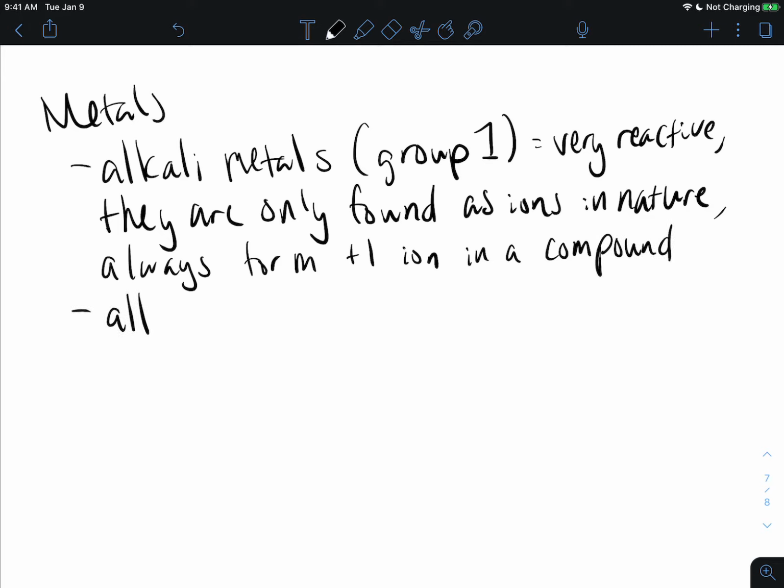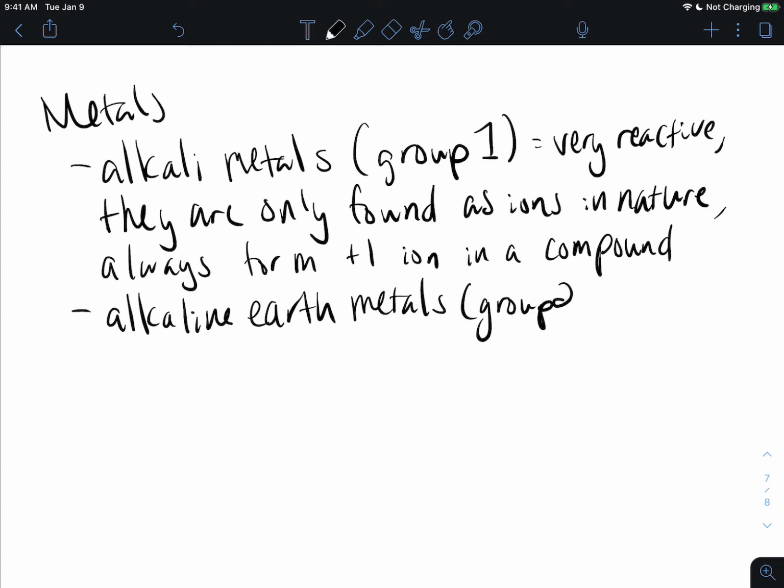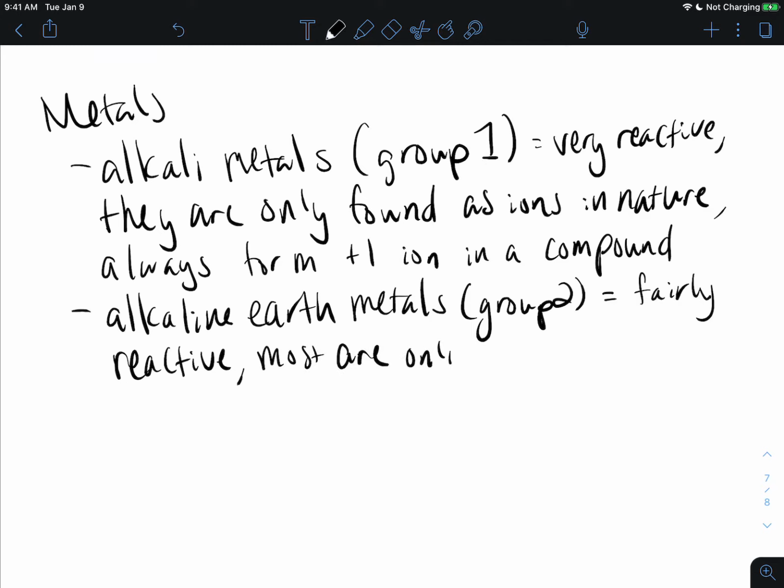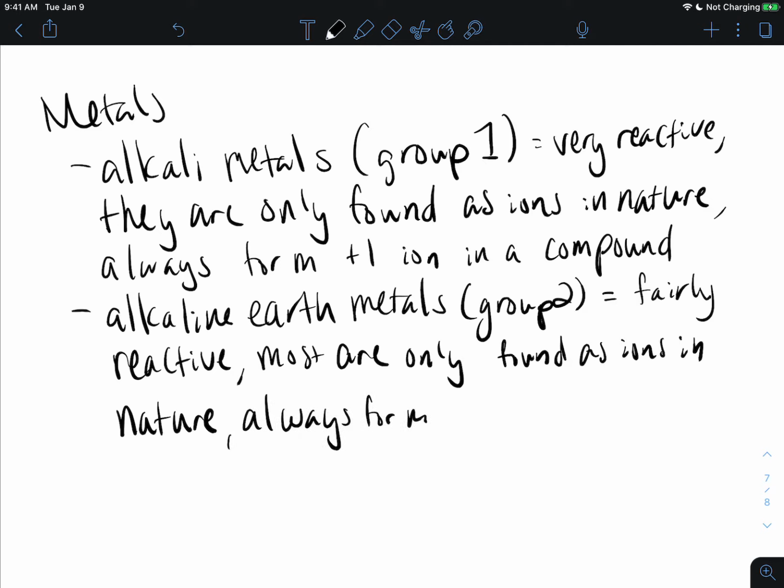Our next group are alkaline earth metals. These are group 2. These are fairly reactive. Most are only found as ions in nature, although some of them are found in their element form, so not as an ion. And then they always form +2 ions in a compound.